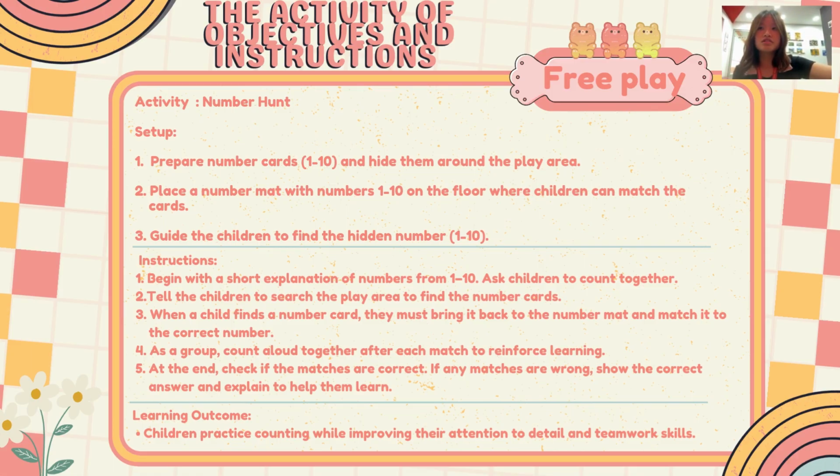For the instructions, begin with a short explanation of numbers from 1 until 10. Ask children to count together. Tell the children to search the play area to find the number cards. When a child finds a number card, they must bring it back to the number mat and match the correct number. As a group, count aloud together after each match to reinforce learning.